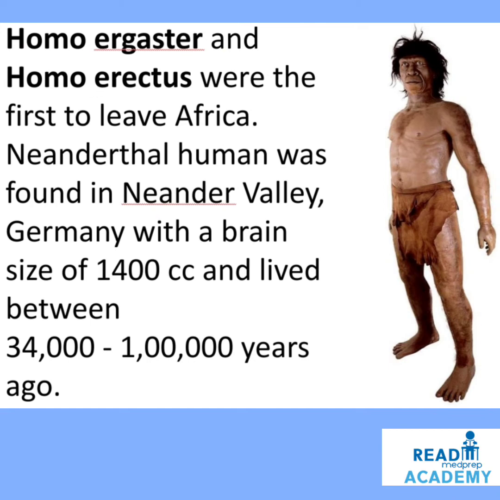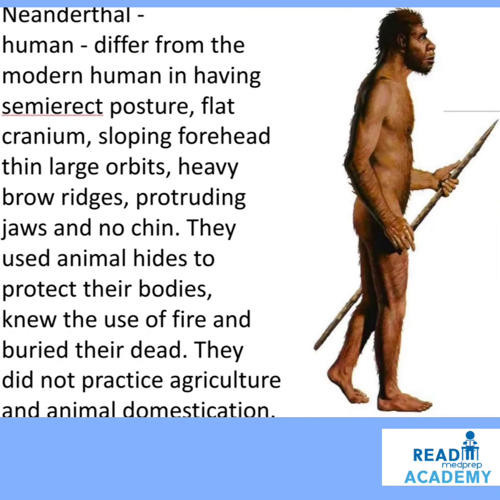Neanderthal human was found in Neander Valley, Germany, with a brain size of 1400 cc and lived between 34,000 to 1 lakh years ago. Neanderthal human differ from the modern human in having semi-erect posture, flat cranium, sloping forehead, thin large orbits, heavy brow ridges, protruding jaw and no chin.